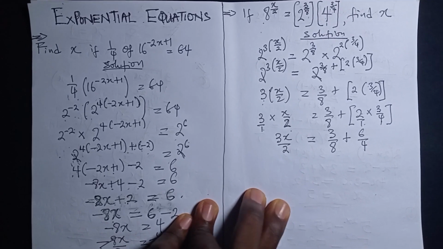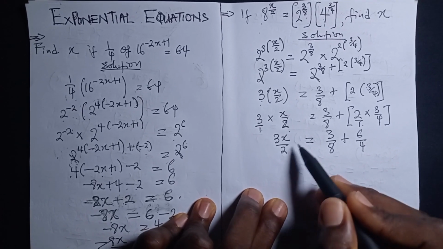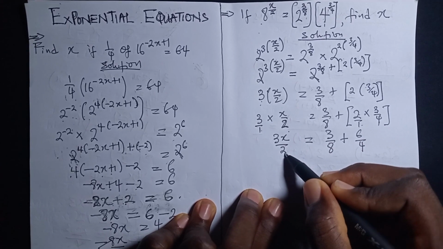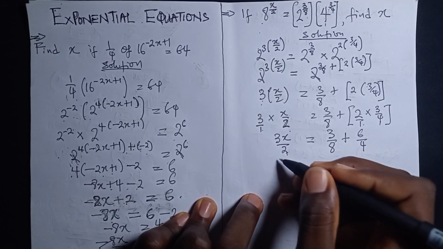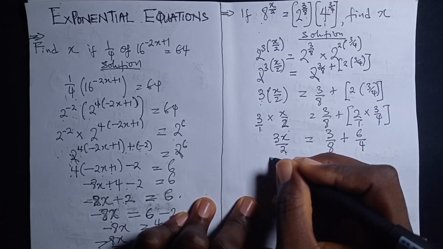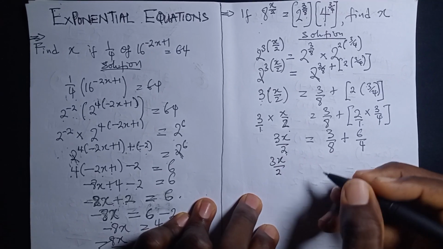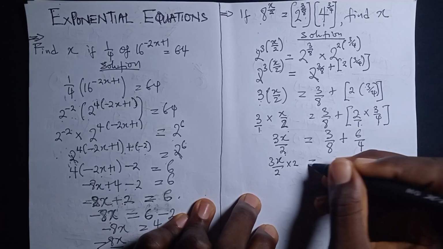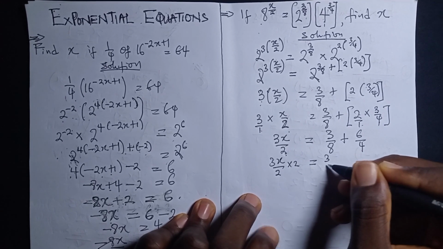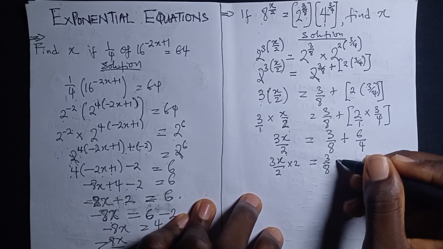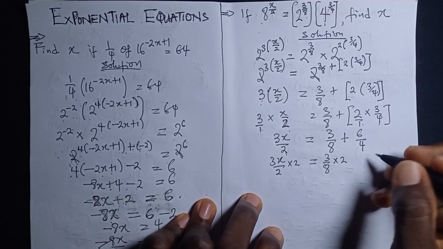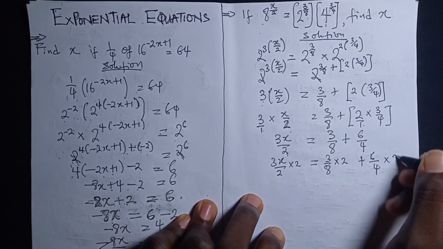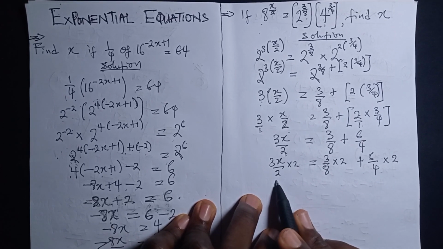So now solving this further, we can multiply through by what? 2. To eliminate this 2, if we multiply through by 2, we have 3x over 2 times 2 equal to 3 over 8 multiplied by 2 plus 6 over 4 multiplied by what? 2. You want to eliminate this 2.